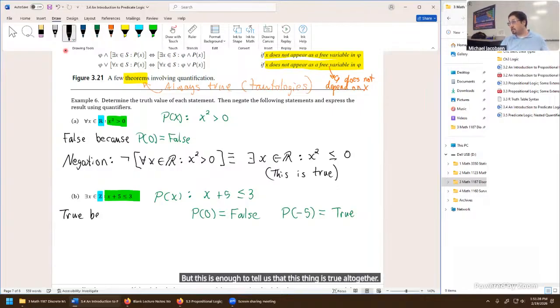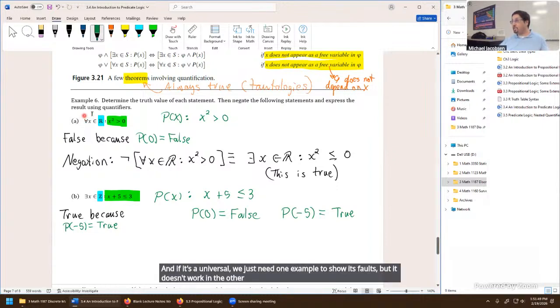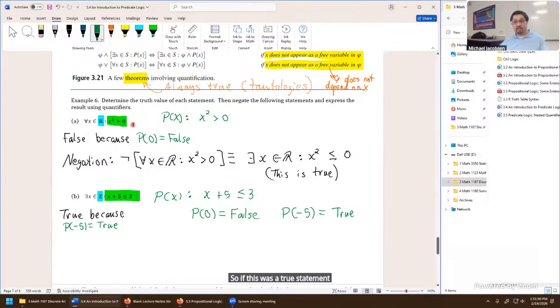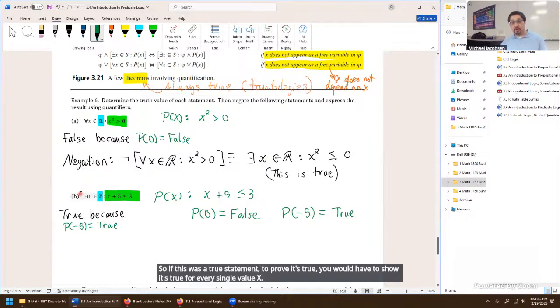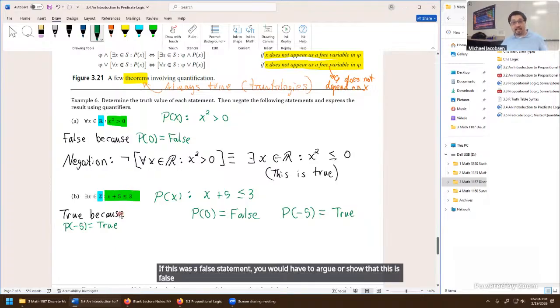True because p at -5 outputs the Boolean true. We just need one example to show that this is true overall. And if it's a universal, we just need one example to show it's false, but it doesn't work in the other directions. So if this was a true statement, to prove it's true, you would have to show it's true for every single value x. And if this was a false statement, you would have to show that this is false for every single value of x as well.